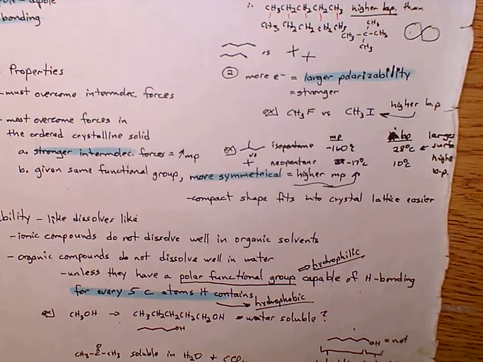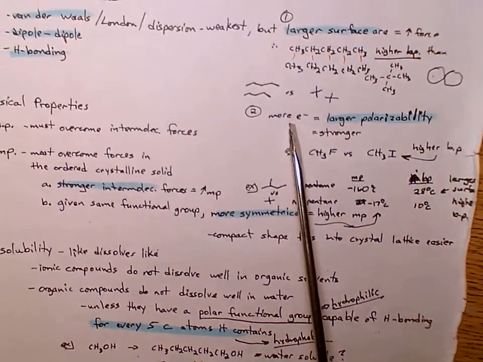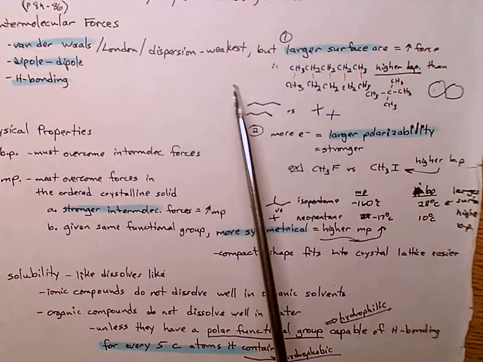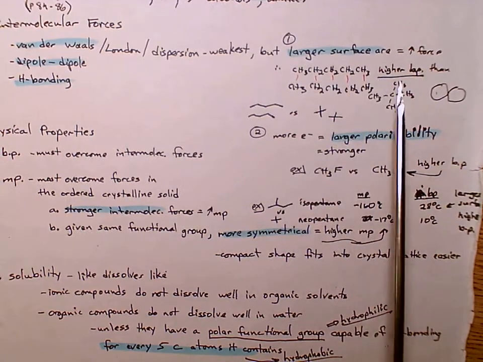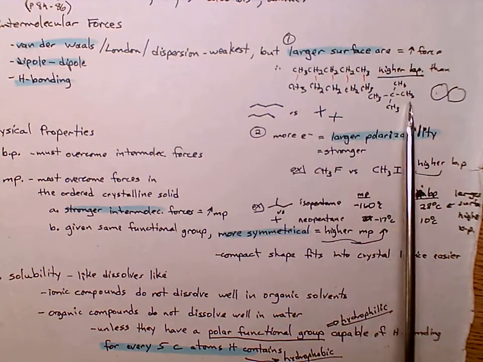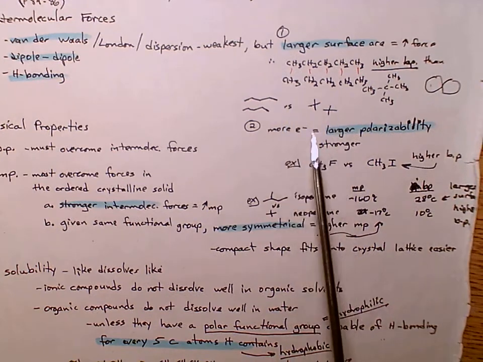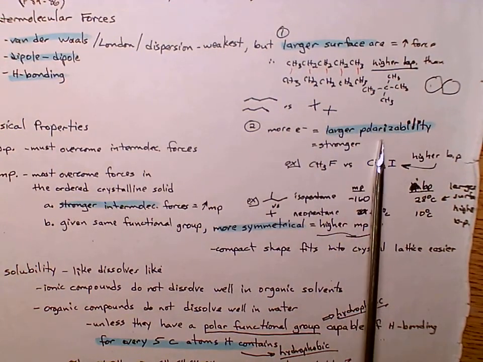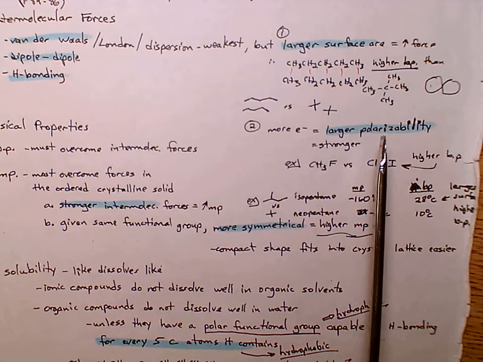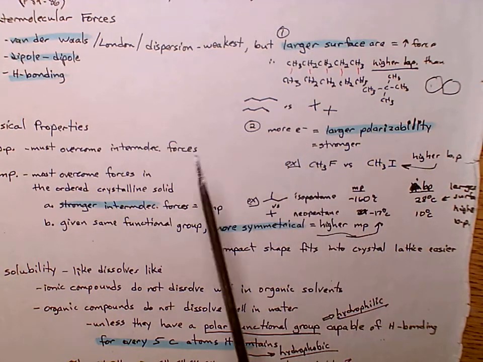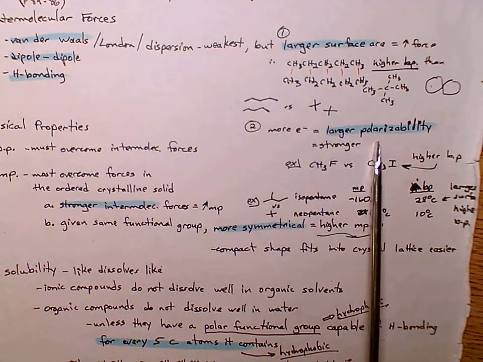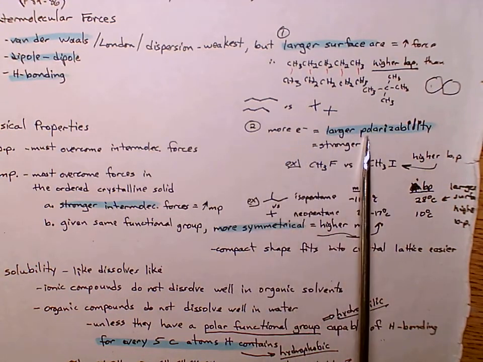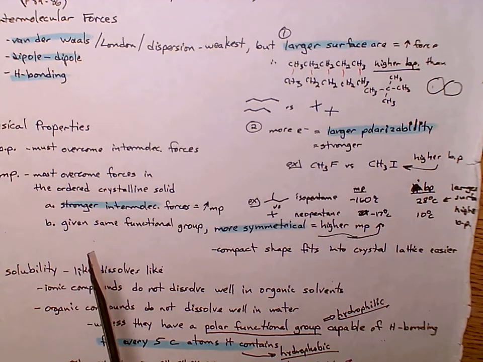The more electrons a molecule has, the stronger its van der Waals forces. We already looked at the surface area. Larger surface area means a higher boiling point because more intermolecular forces compared to spherical. But also the more electrons it has, the larger its polarizability. That is the ability of a molecule to become polarized, meaning molecules that don't hold their electrons very tightly are more likely to be polarized and therefore have stronger van der Waals forces.